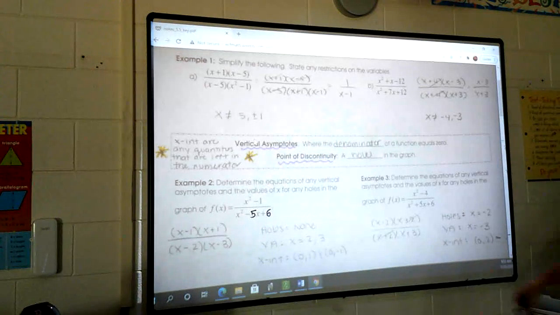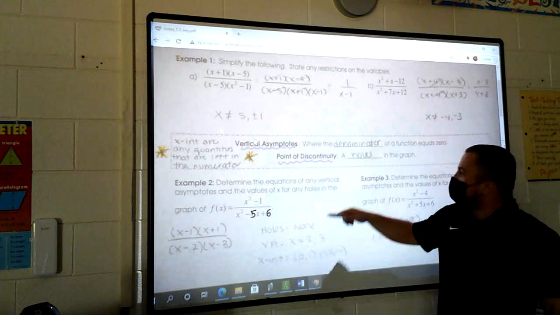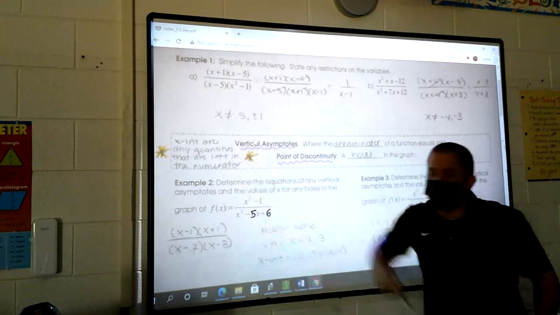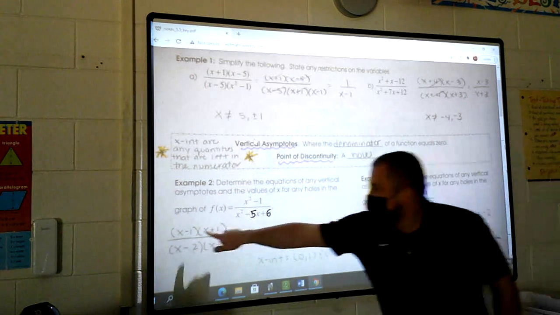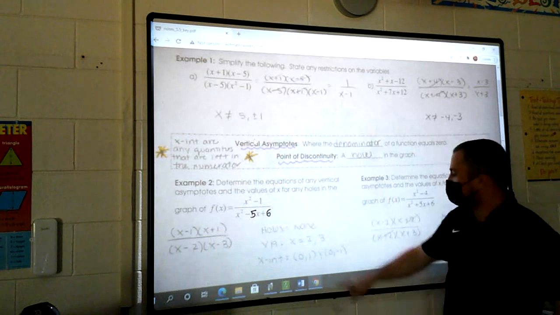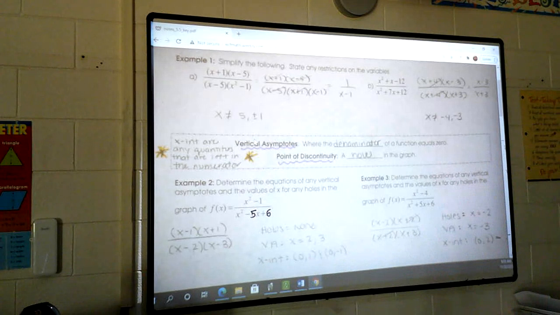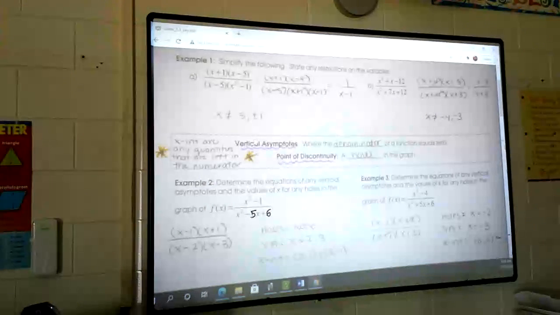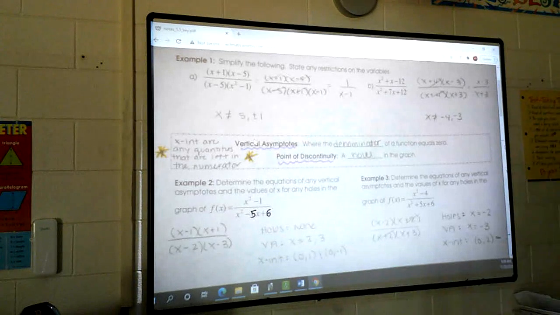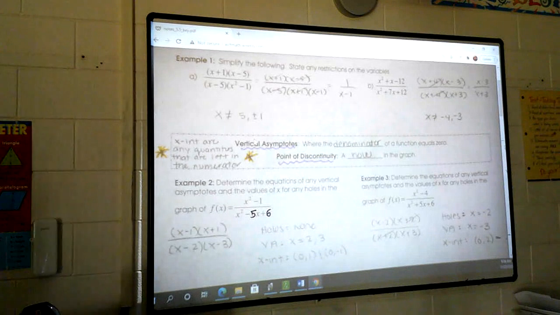And then your x-intercepts are, remember, any quantities that are left in the numerator. So x minus 1 and x plus 1. So 1 and negative 1 are your x-intercepts. That's where it crosses the x-axis. It crosses at 1 and at negative 1. And I'm going to let you see what the graph looks like.